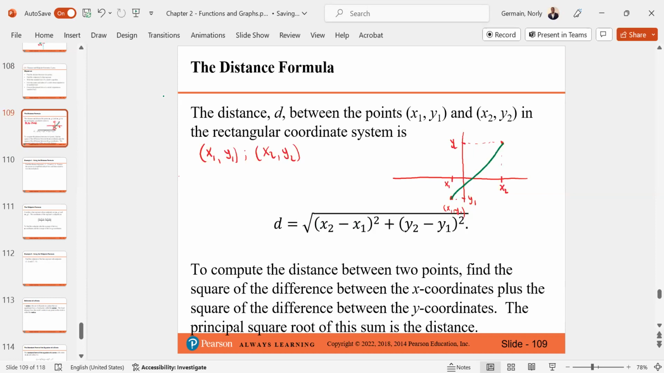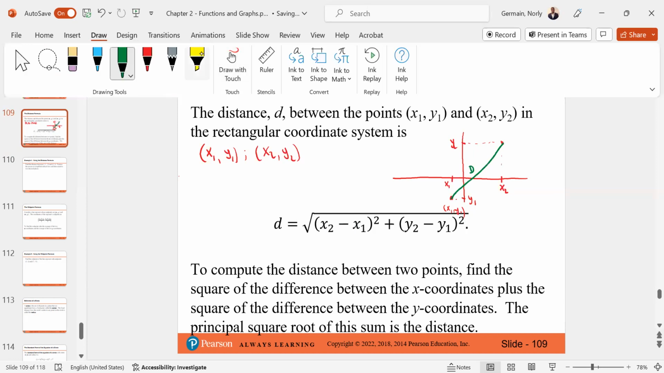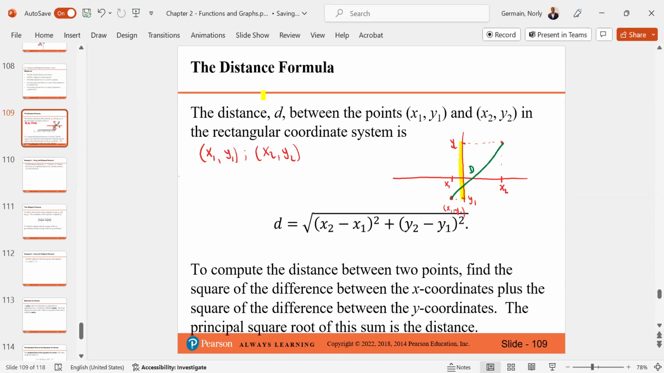I want to take this one as a straight line. If I want to find this distance, I call it capital D or small d. It's not that easy that I can just count, because if I know the numbers, I know what this distance is, and I also know what this distance is.